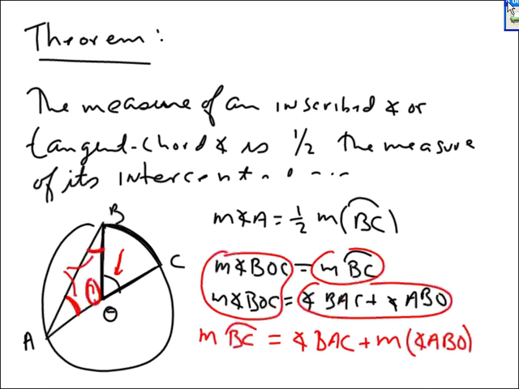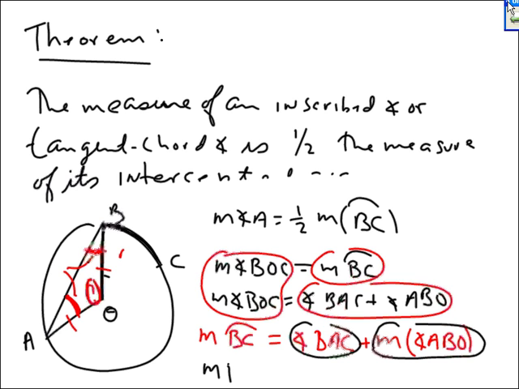Well, if you look at the triangle, look at the picture carefully, and you ignore OC for a moment, you say, oh, AO and BO are radii of the circle. That is, we have an isosceles triangle, and they're equal. So these two angles are equal. So what I can say is, the measure of ABO is the measure of BAC.